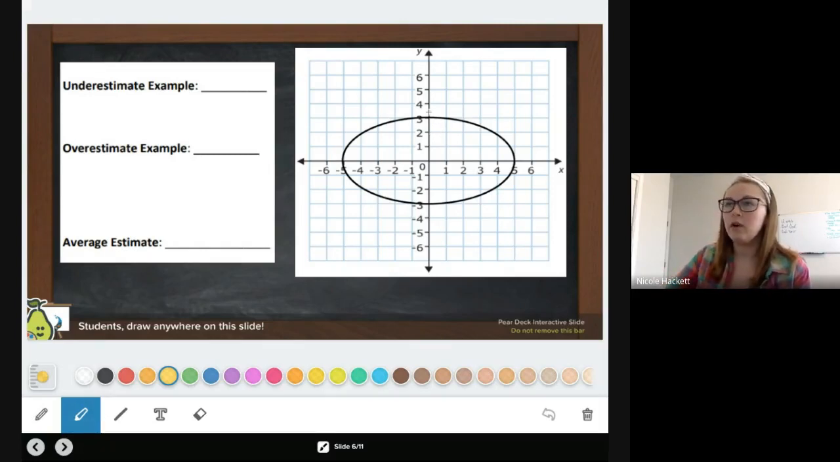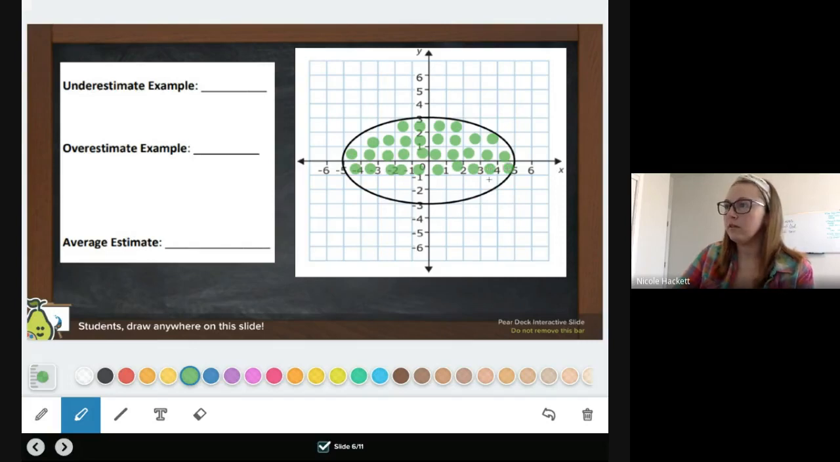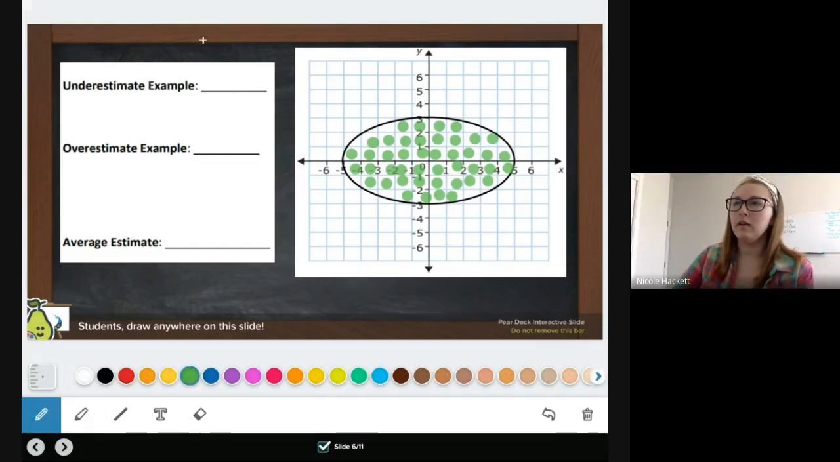So for our underestimate, we're just going to do the ones that are all the way inside or almost all the way inside. So 1, 2, 3, 4, 5, 6, 7, 8, 9, 10, 11, 12, 13, 14, 15, 16, 17, 18, 19, 20, 21, 22, 28, 29, 30, 31, 32, 33, 34, 35, 40, 41, 42, 43, 44. All right, so our underestimate is 44.